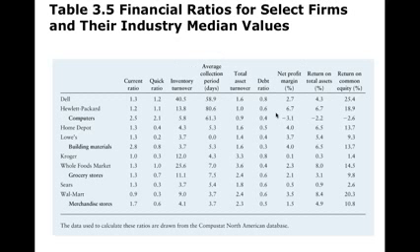Here is an example of financial ratios and select items for an industry and their median value. So let's look at the industry. We have computers, Dell and Hewlett Packard. We have building materials, Lowe's and Home Depot, grocery stores, Whole Foods and Kroger, and merchandising stores, Sears and Walmart. So here are the current ratios for everybody, the quick ratios, inventory turnover, average collection period, total asset turnover, debt ratios, profit margins, return on assets, return on common equity.